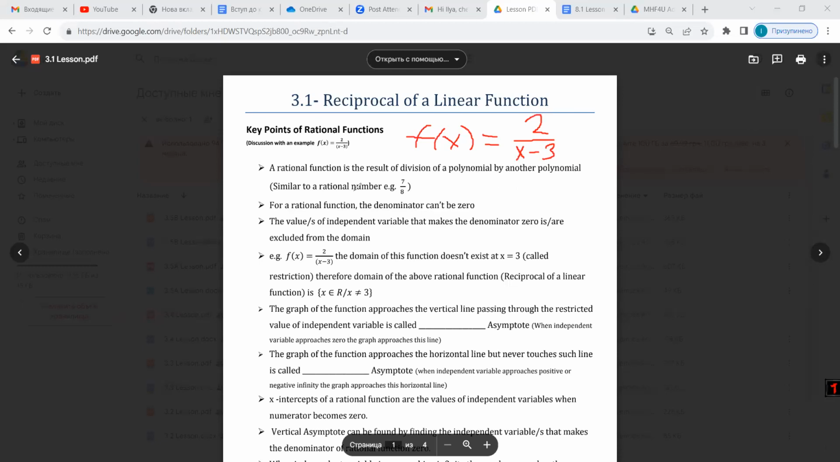Okay? So a rational function is the result of division of a polynomial by another polynomial. It's pretty similar to a rational number like 7 over 8. But imagine if instead of numbers 7 and 8, we have polynomial expressions like x squared plus x plus 5 divided by x squared plus x plus 5.